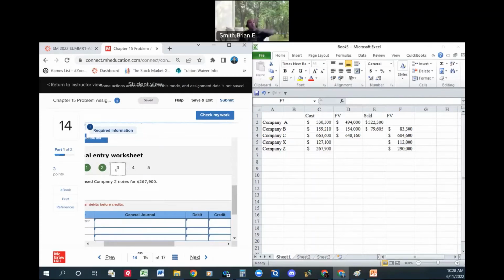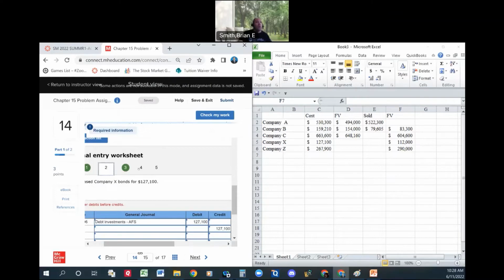So I'm just talking through this, guys. I'm sorry, I'm trying to explain it. Bottom line is this spreadsheet that I've created helps me answer these questions because it's saying do this journal entry. I know that we're debiting all of these investments, and we're lumping them all into available for sale. So I'm just typing AFS to find the debt investments for available for sale securities, and then I'm looking for Company Z notes. I know I purchased them for 267,900, and then we're going to credit cash because we purchased them. And it doesn't say we purchased them on credit. Let me go back to Company X and make sure I did that one right. Yes. Okay.